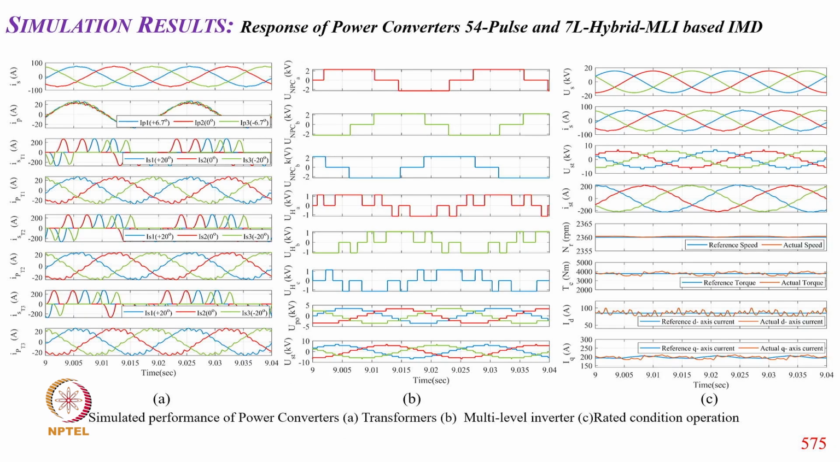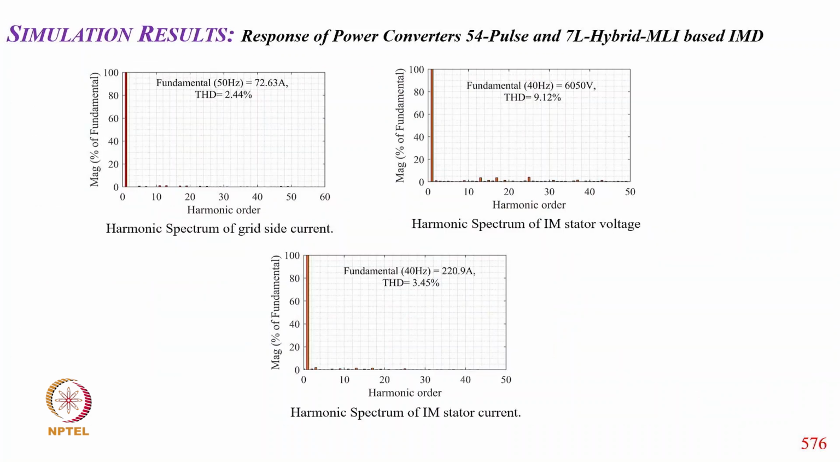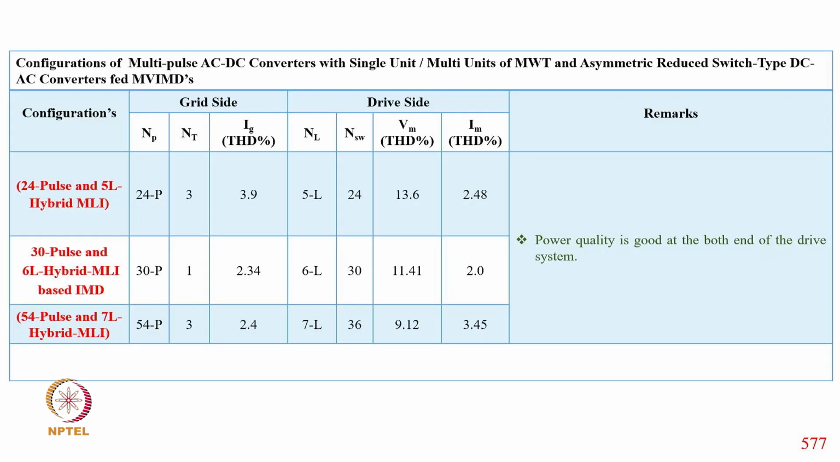So this is again for the 54-pulse 7-level converter: supply voltage, supply current, motor voltage, motor current, and the THD of motor current. You can clearly see the supply current THD is 2.44%, the motor voltage is 9.12, and the THD of motor current is 3.45%.